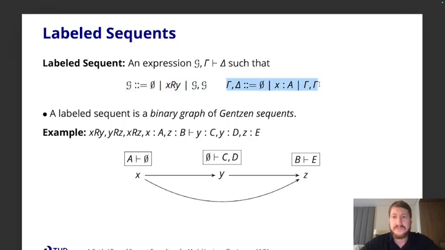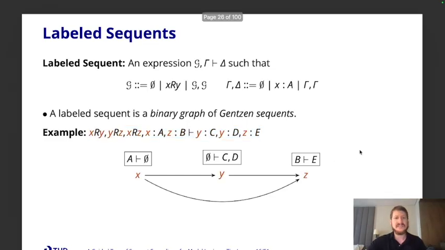Gamma and delta are taken to be sets of labeled formulae. A labeled formula is just a formula of GL that you've prefixed with one of these labels, x. And we can think of a labeled sequent as encoding a binary graph of Gentzen sequents. I've given an example to demonstrate this concept on the bottom of the slide. So here's an example of a labeled sequent, and this is the graph that it encodes.